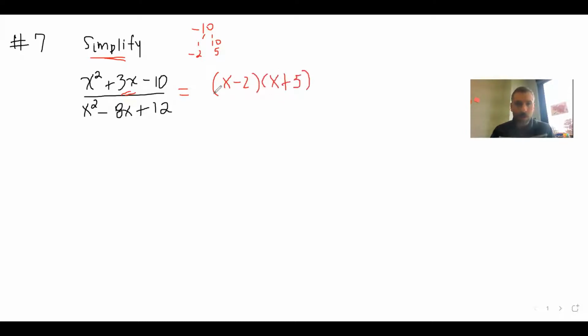There's our factors. Now already you can see that this is better for canceling and dividing, because remember, the dividing is the opposite of multiplication. So I have two things being multiplied. All right, now let's look to the bottom.